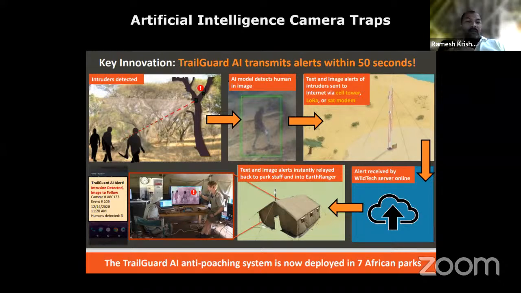So it's basically a classification tool. That is why the artificial intelligence is there, because once the alert is sent, the response unit can act. It's been deployed in 7 African parks. In India, we have already done a test case in the Kanha-Pench corridor and also at the Wildlife Institute of India. So we will soon be having this protection in India, and it's going to be a big game changer in the country.